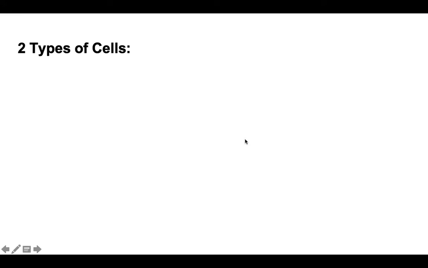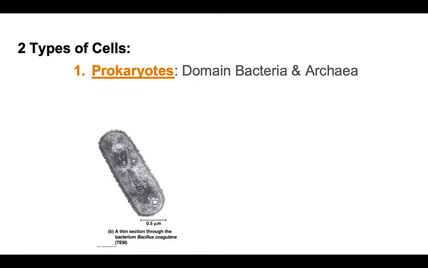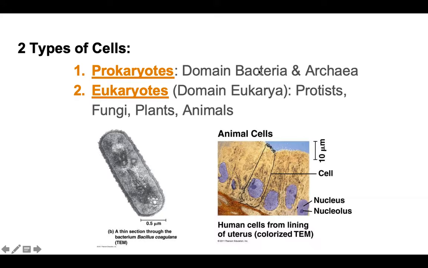Okay? Now, to that, there are 2 types of cells that you need to be familiar with. We have prokaryotes, or prokaryotic cells, and they make up the domain bacteria and archaea, according to your textbook. Okay? And for the purposes of our class, we're only worried about bacteria. Archaea are awesome, and there are some amazing organisms out there, but we really focus primarily on bacteria and then on eukaryotes. So this is the domain eukarya.